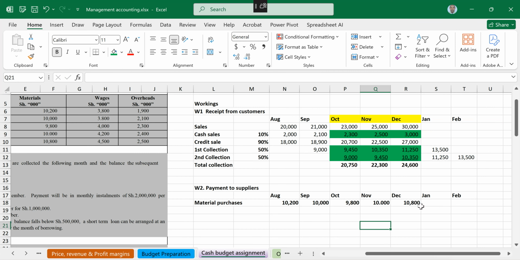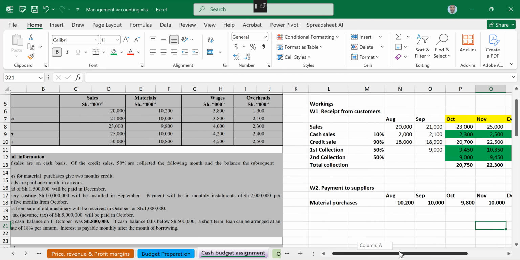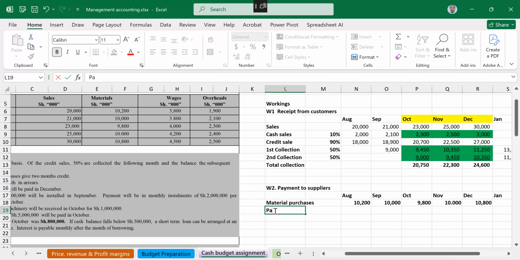So additional information number 2, creditors for materials purchases give 2 months credit. So that means they will be paid after 2 months. The one for August will be paid in October. So equal sign, the payment here is 10,200. The one for September will be paid in November. So equal sign, click on this. Then the one for October will be paid in December.